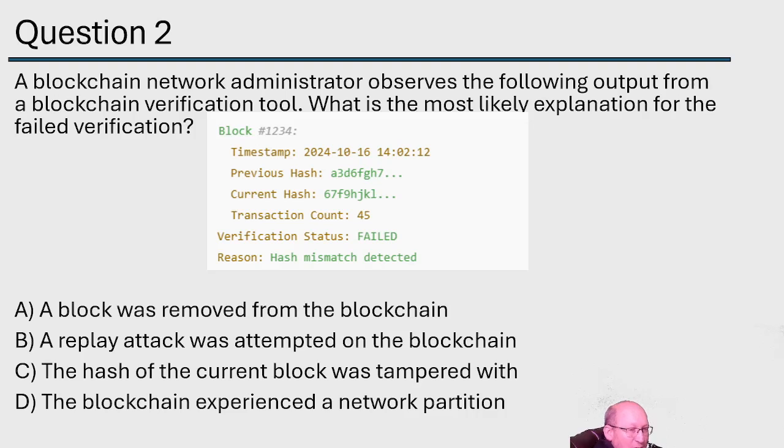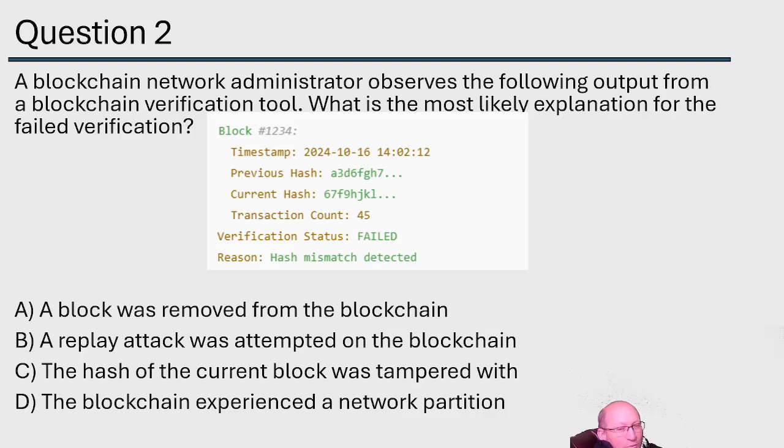What do you think? A or C? A or C? This is the million-dollar question. Well, if you guessed C, the hash of the current block was tampered with, I have some really bad news for you. You're going to have to live your life knowing that you were correct. You were 100% correct. Congratulations. You were right. It was C.